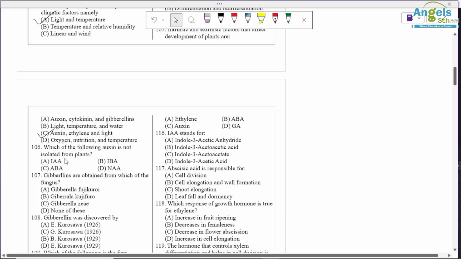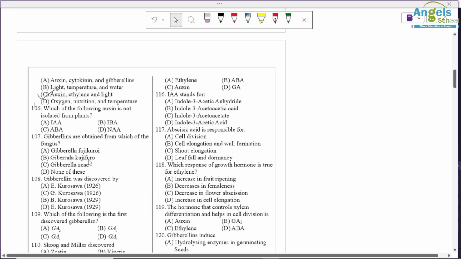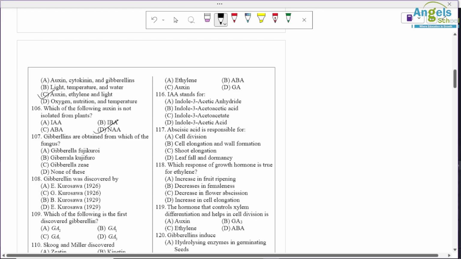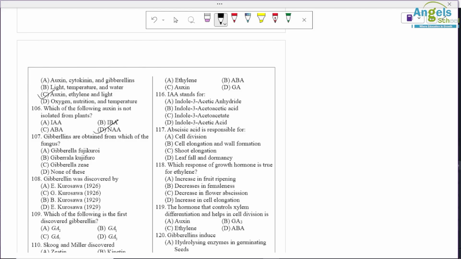Question number 106. Which of the following auxins is not isolated from plants? That means it is not a natural auxin. Okay, so naphthalene acetic acid, NAA, is an artificial or synthetic auxin. It is not isolated from plants. Gibberellins are obtained from which of the fungus? Okay, so it is obtained from Gibberella fujikuroi. So option A is correct.